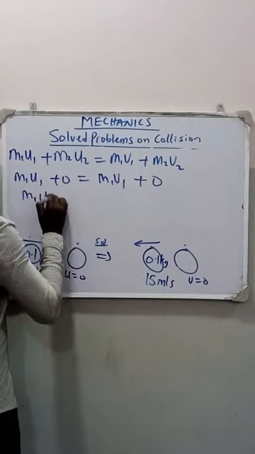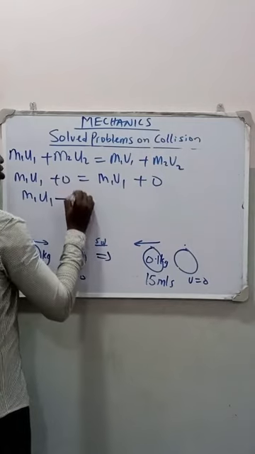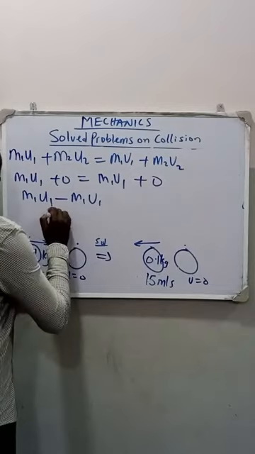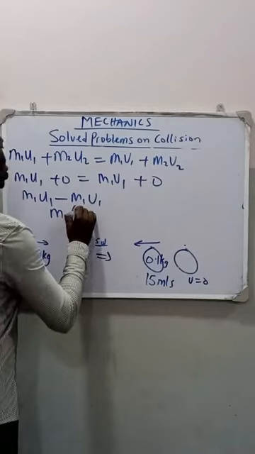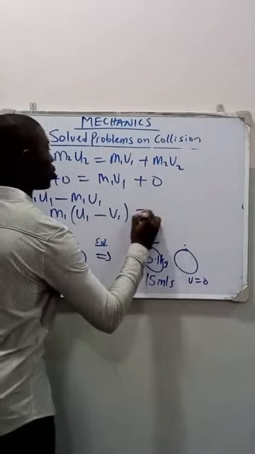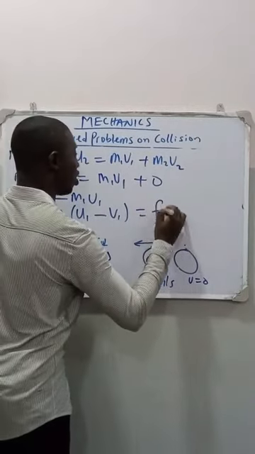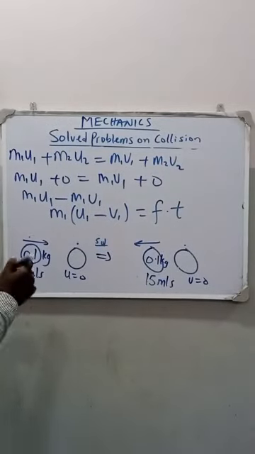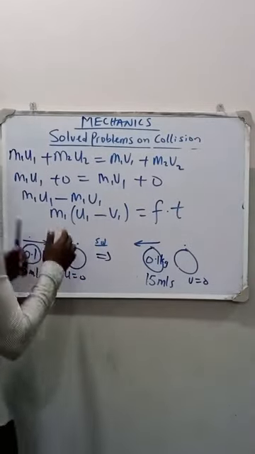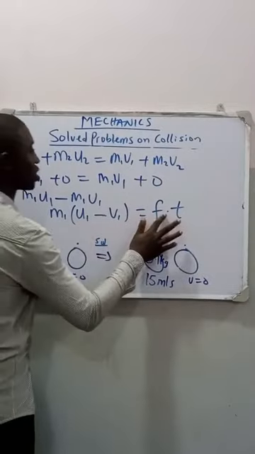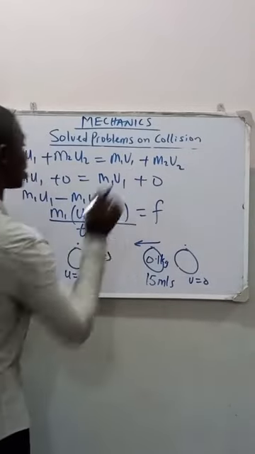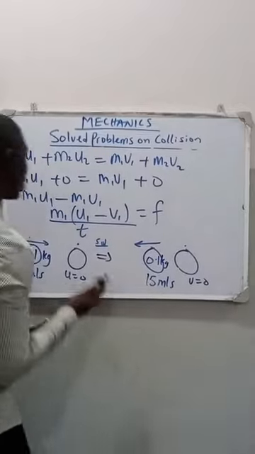So I'm left with m1u1. When this goes to the other side, it becomes minus m1v1. So m1 is common: m1 into (u1 minus v1). And the whole of this is equal to impulse. Impulse is given as force times time. Since we are looking for the force, we can write force equals the whole of this divided by time, which represents the magnitude of the force we are looking for.